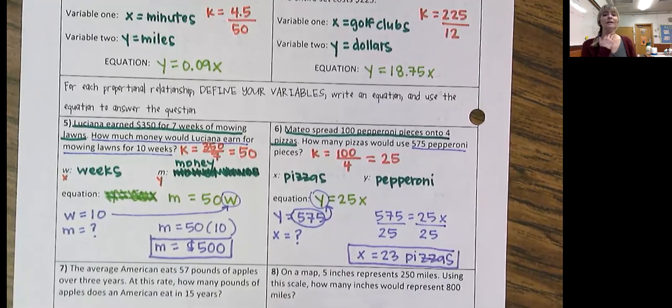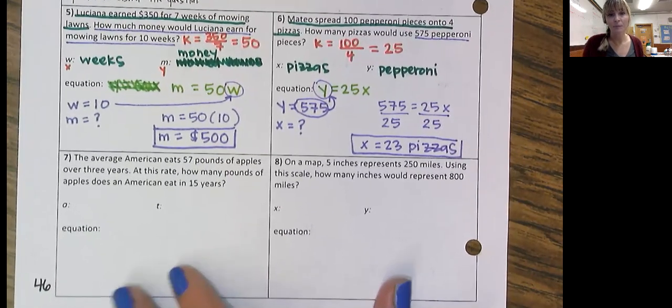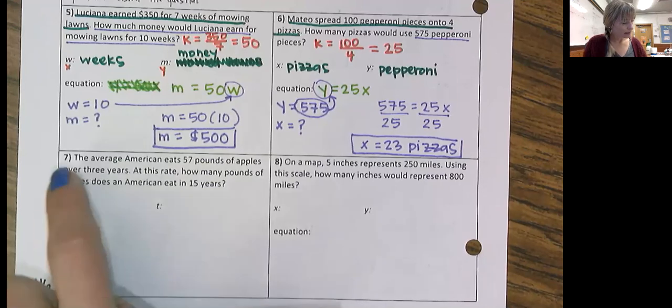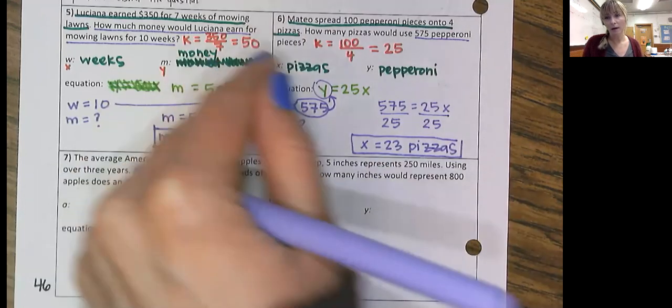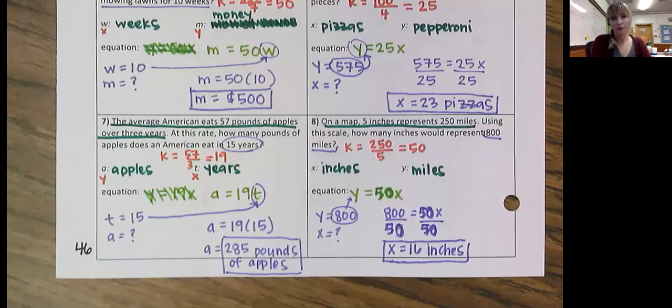So what I would like you guys to do right now is pause this video and try that process on number 7 and number 8. Start by underlining the part that can find K, write your equation, and then use your equation to find the other piece. Go ahead and pause me. Hopefully you guys did a less scribbly job than me.